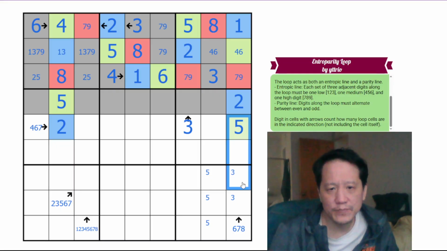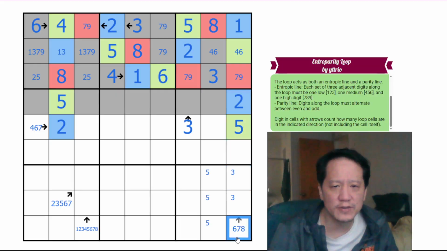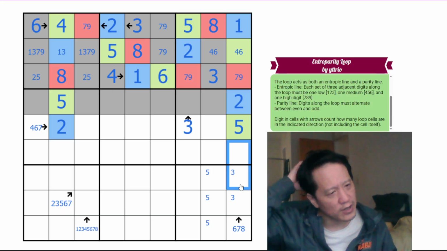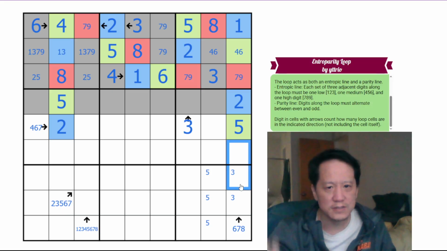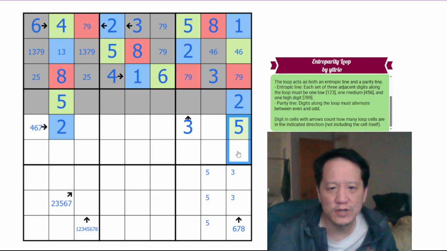8, 3. Wait, why can't it be 7 that way? Oh, maybe that is 7 that way. 8 and 3 work. Okay, so that was the issue then: I made the assumption that it couldn't be 7, but it actually could be 7 extending out here. Right? Okay.